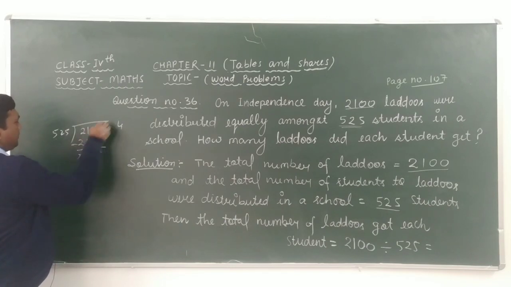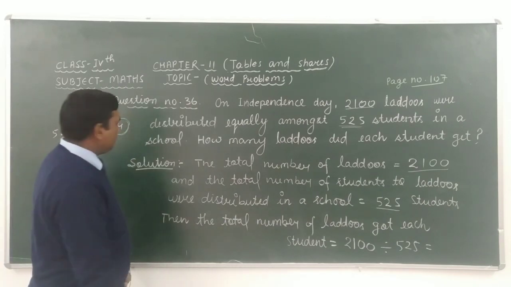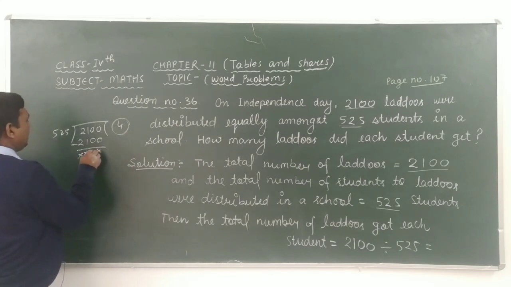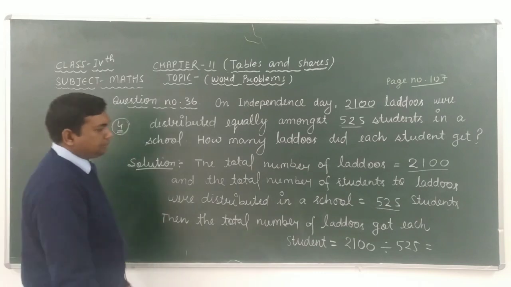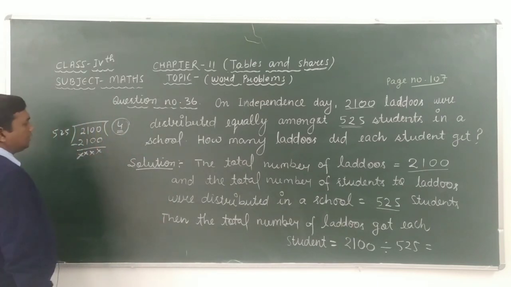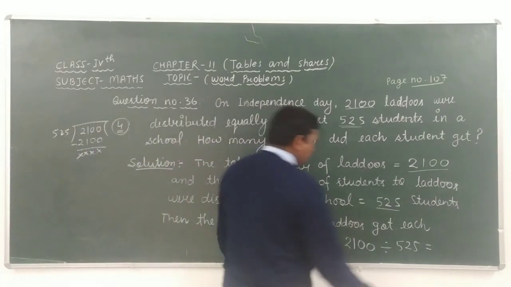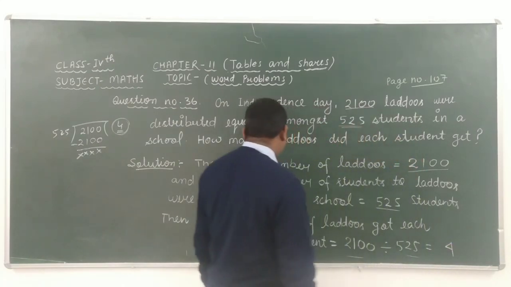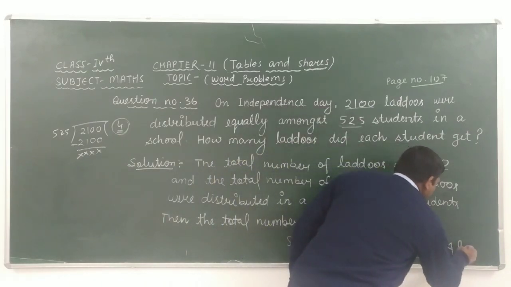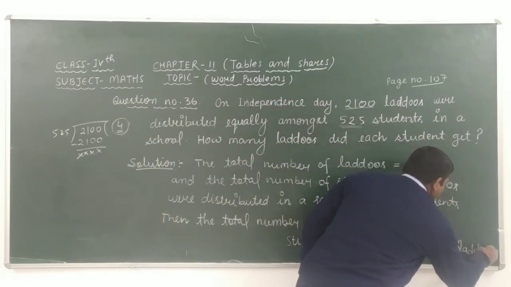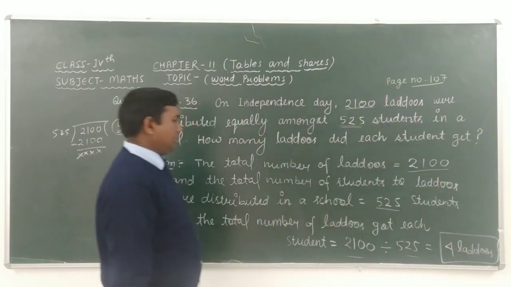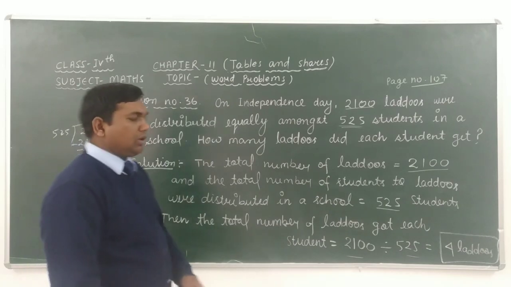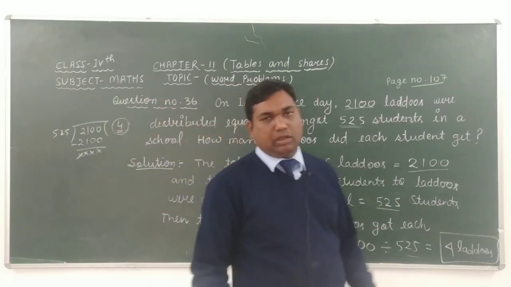Okay, after subtracting these we get 0. It means that after subtracting these we get 4 as the quotient. After dividing these we get 4. It means that 4 laddus each student got. Okay students, 4 laddus each student got.